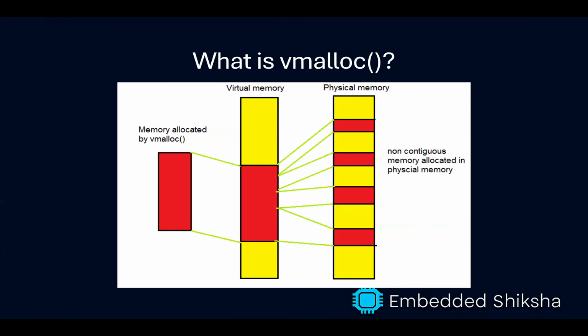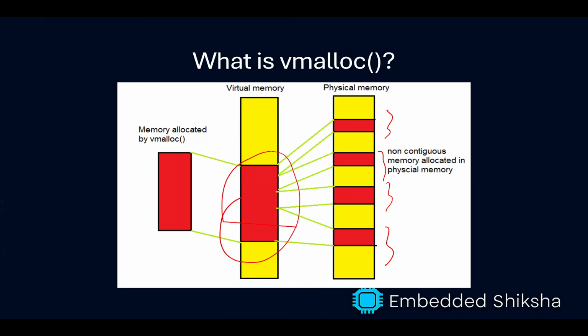Alright. From this diagram, it is clear that you are allocating some memory. Although it is virtually contiguous, when you look at the physical layout of the memory, you see it is scattered in small chunks. This is one chunk of memory allocated, this is the second, this is the third, and this is the fourth, right? So your memory is non-contiguous in physical memory, but in virtual memory it is contiguous. Whenever you want to allocate a large buffer, you should use the virtual malloc or Vmalloc API to allocate memory in the Linux kernel driver.